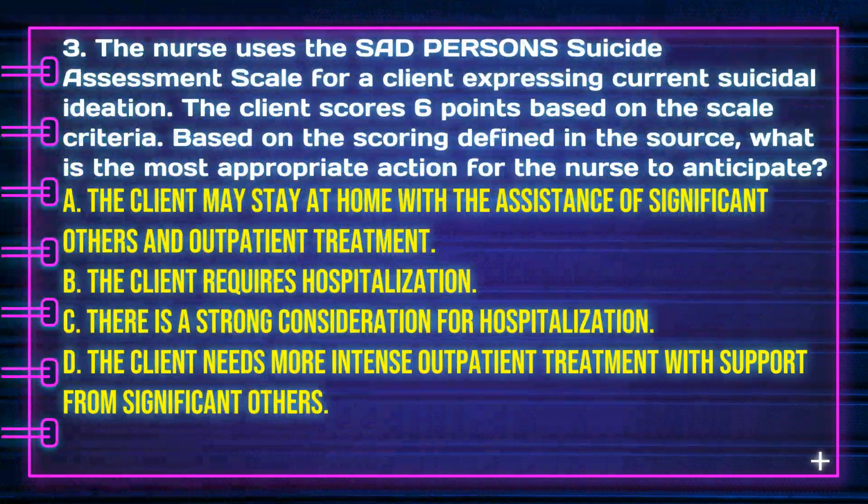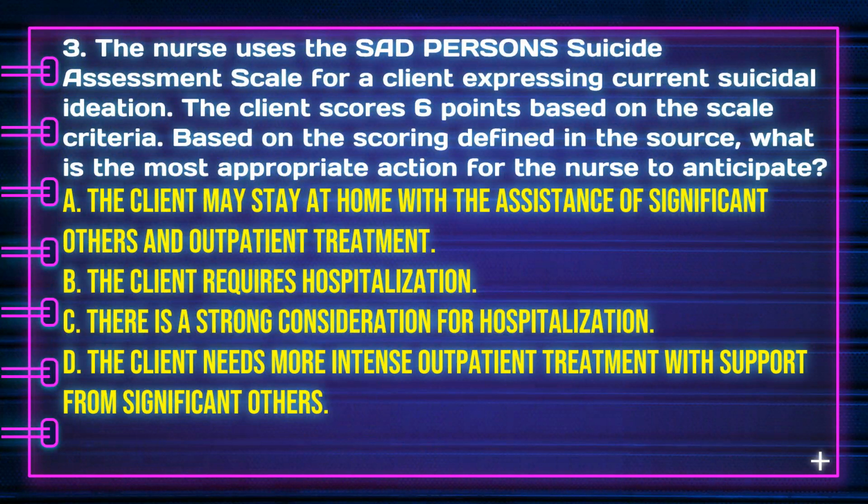3. The nurse uses the SAD PERSONS suicide assessment scale for a client expressing current suicidal ideation. The client scores 6 points based on the scoring criteria. Based on the scoring, what is the most appropriate action for the nurse to anticipate? The client may stay at home with the assistance of significant others and outpatient treatment, the client requires hospitalization, there is a strong consideration for hospitalization, or the client needs more intense outpatient treatment with support from significant others.